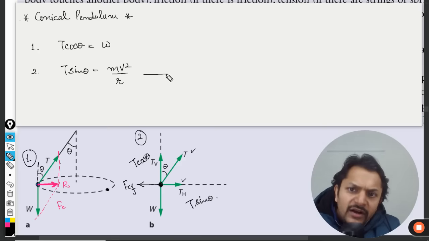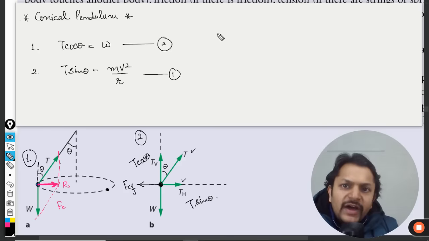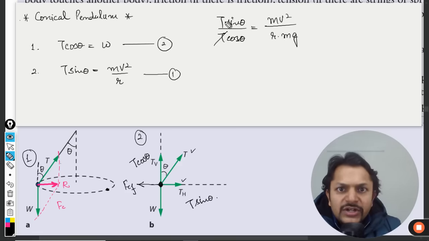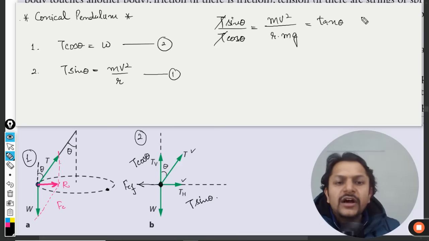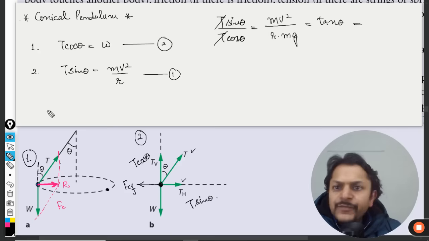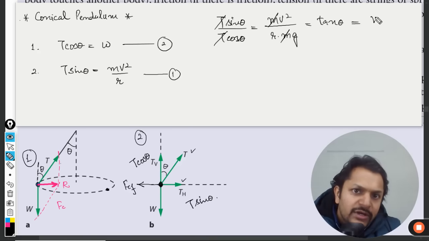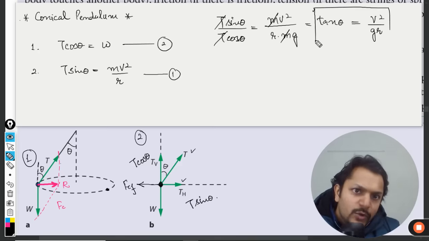Now we are trying to solve these two parallel simultaneous equations. So we are going to divide these two. T sine theta divided by T cos theta will be equal to mv square by r, and the weight is m into g. So T and T get cancelled out. Sine theta divided by cos theta can be taken as tangent theta. So clearly tangent theta comes out to be equal to, and this m also cancels out, v square by gr. So this becomes one of the equations.